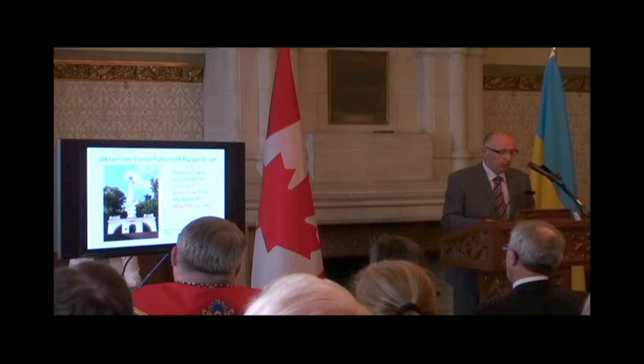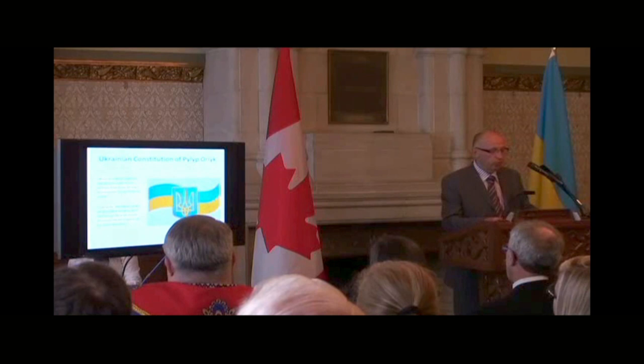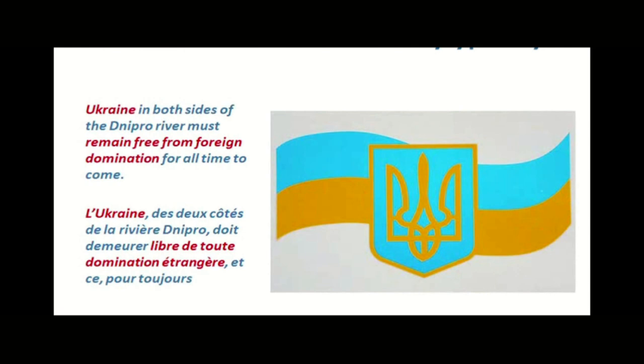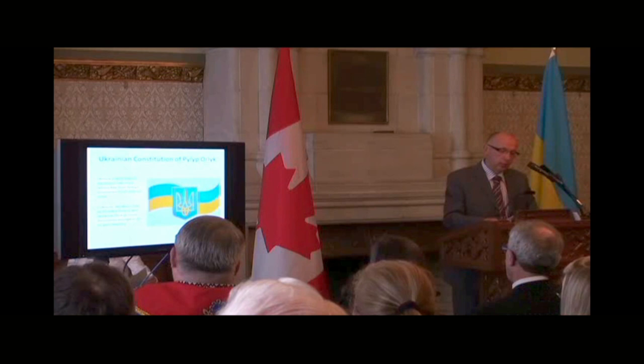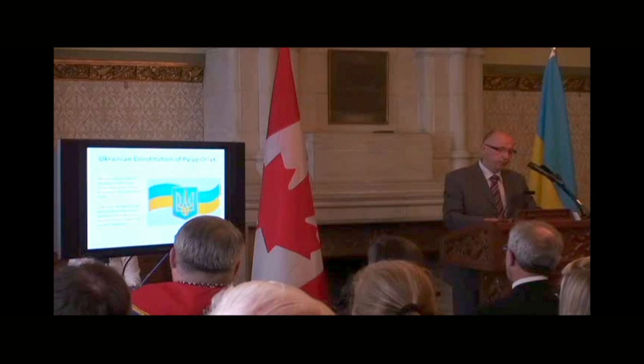Above all, this document emphasizes the principle of freeing Ukraine from foreign domination, which in modern usage is the principle of independence or state sovereignty. Its main idea is complete independence of Ukraine. The Constitution opened with this solemn declaration: Ukraine in both sides of the Dnipro River must remain free from foreign domination for all time to come.